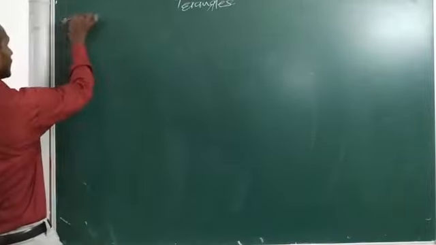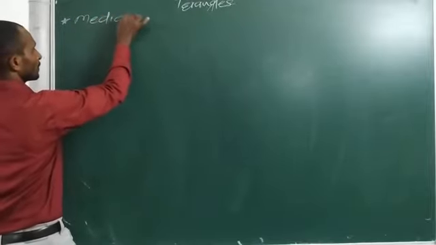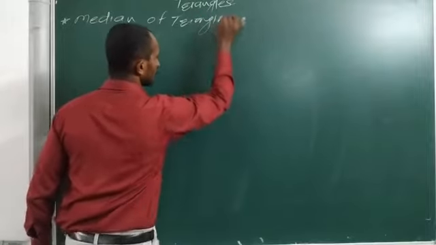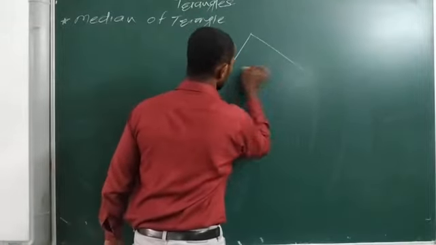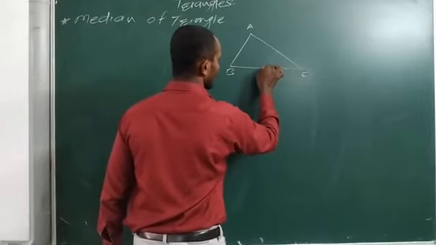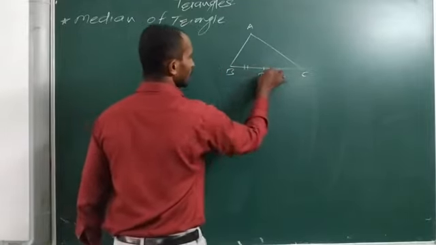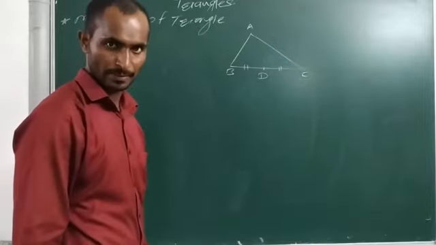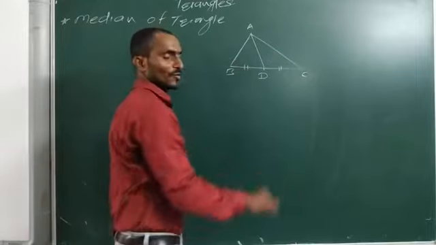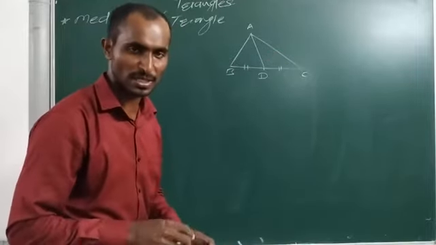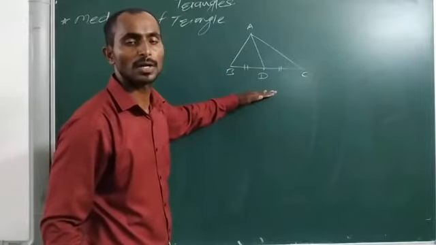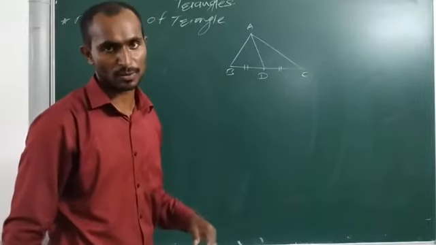Next, median of triangle. So what is the median? For example, we have any triangle ABC as shown in the figure, and let point D be the midpoint of side BC. The segment joining the vertex of a triangle to the midpoint of its opposite side is called a median.